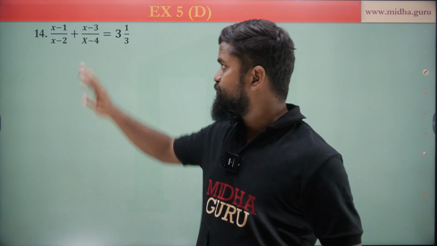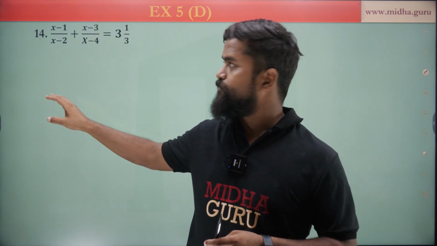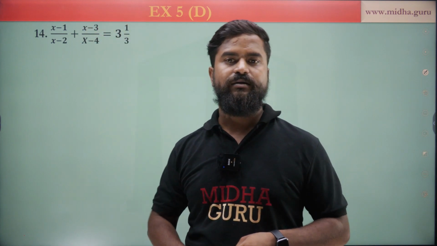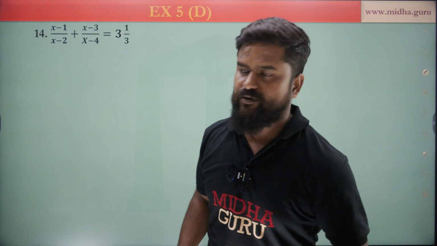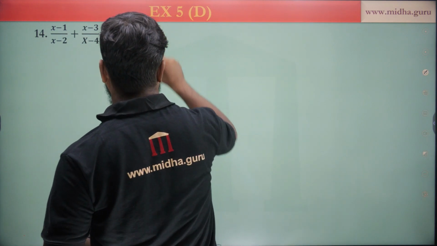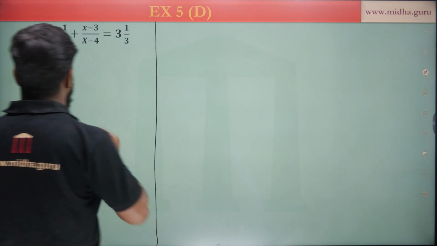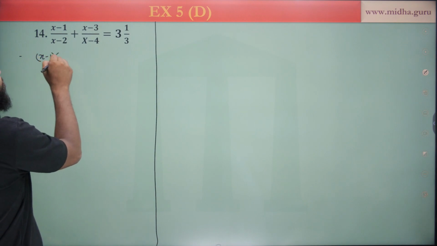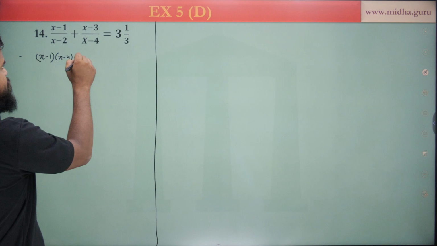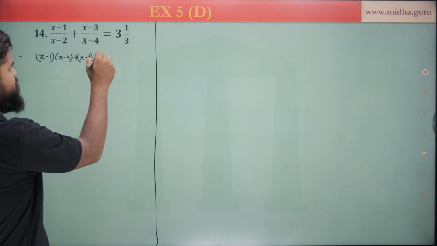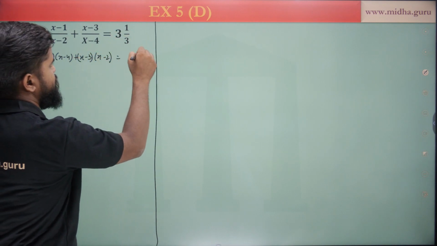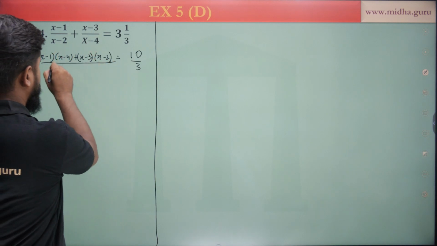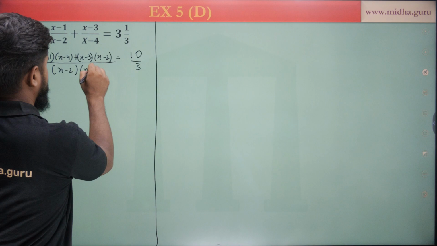Now the next question is x minus 1 by x minus 2 plus x minus 3 by x minus 4 is equal to 3 1 by 3. This is quite similar to the problem we solved earlier, so we'll do it in a similar fashion as well. From here we can write x minus 1 into x minus 4 plus x minus 3 into x minus 2 is equal to 10 by 3 here. Here I did nothing, I just took the LCM as x minus 2 into x minus 4.